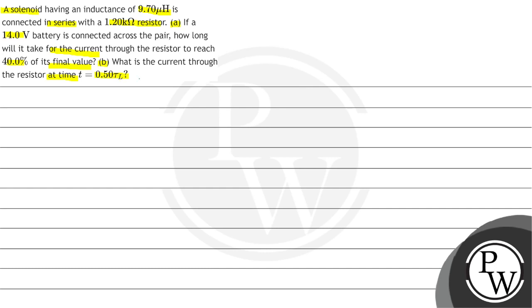So in this question we have given the inductance value L as 9.70 microhenry, which is 9.70 multiplied by 10 to the power minus 6 Henry. R is equal to 1.20 kilo ohm, which is 1.2 multiplied by 10 to the power 3 ohm, and the V value is equal to 14 volt.